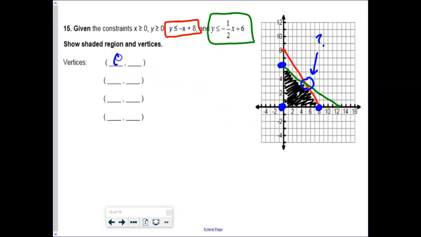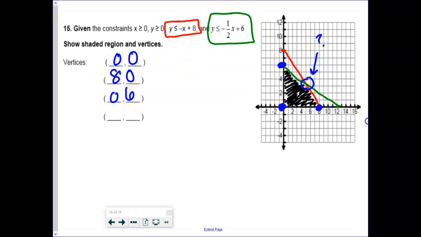So the ones that I do know, I know there's a vertex at (0, 0). I see that there's one at (8, 0). I see this guy's at (0, 6). Now, the place where the red and the green line intersect, if you can't see it because you didn't graph very carefully, hello me, you got to find an algebraic solution to it.